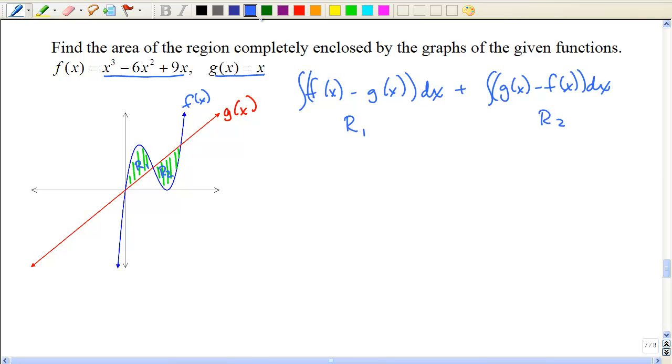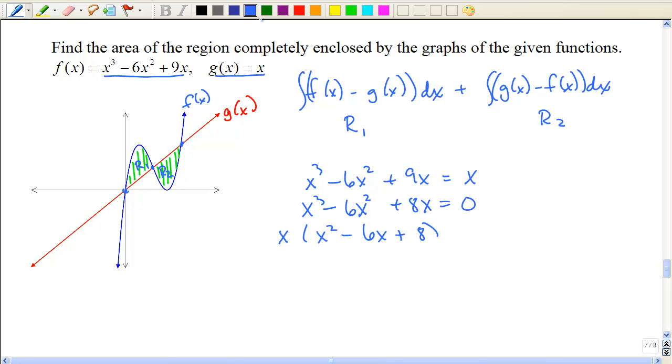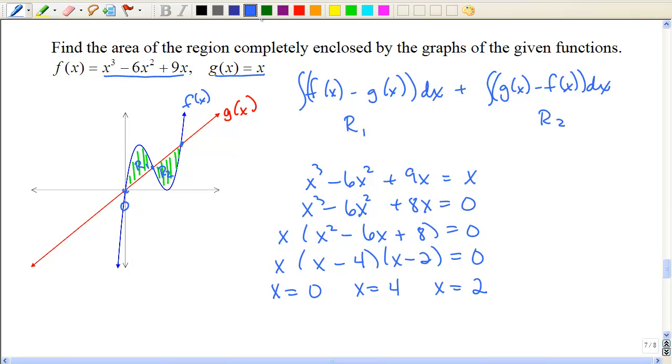And so we need to find out our points of intersection, which would give our limits of integration. How do we do that? Just like on the previous example, we're going to set these two functions equal to each other and solve for x. Notice we have 3 points, which is good. So we've got 0, 2, and 4. Right, so for region 1, we want to integrate between 0 and 2. And on the second region, we want to integrate between 2 and 4.